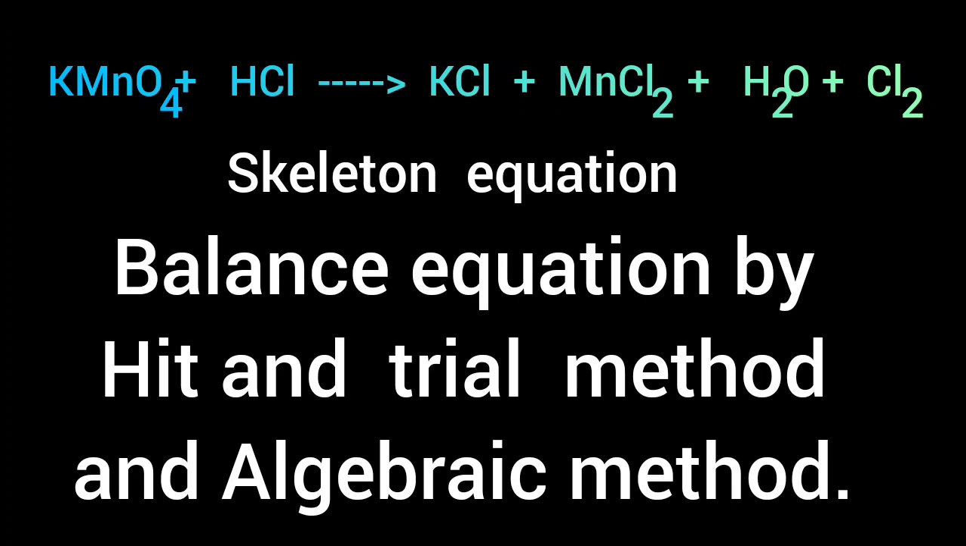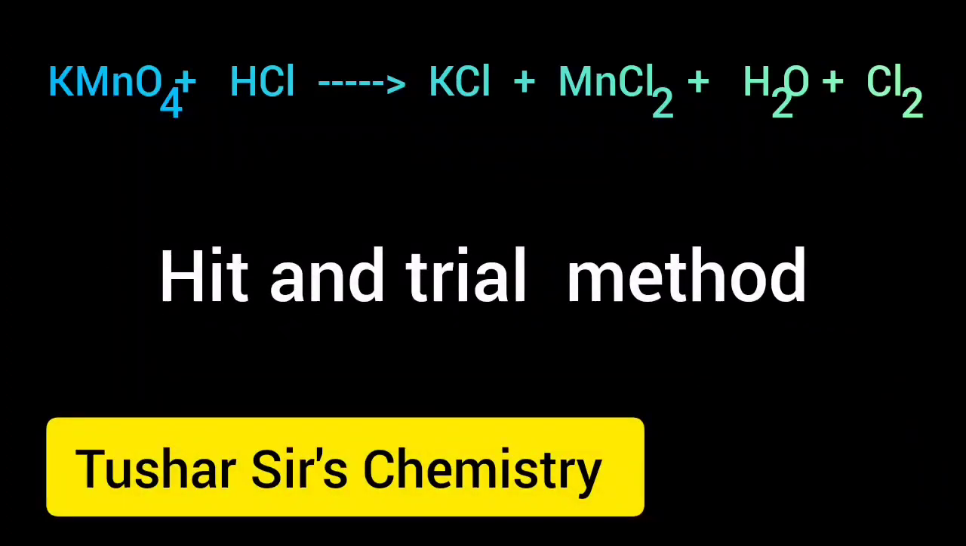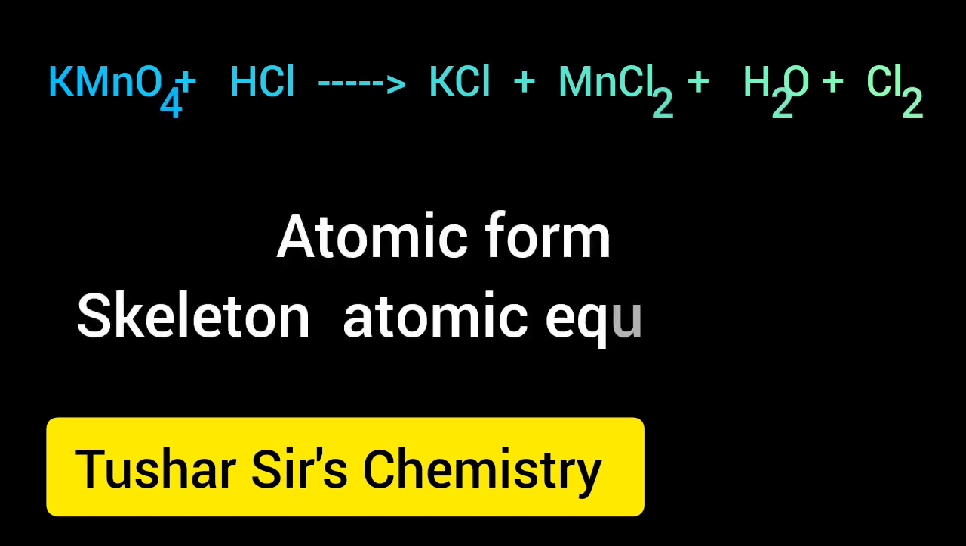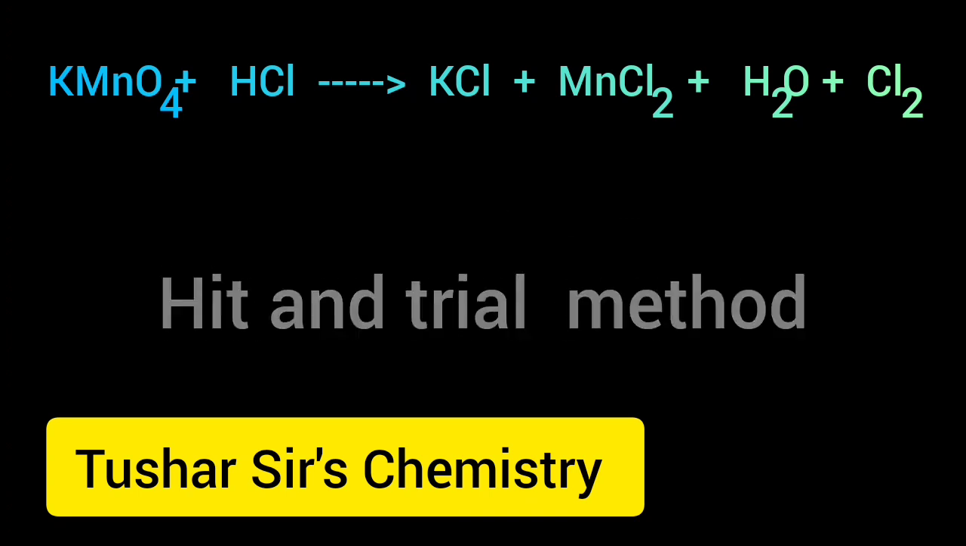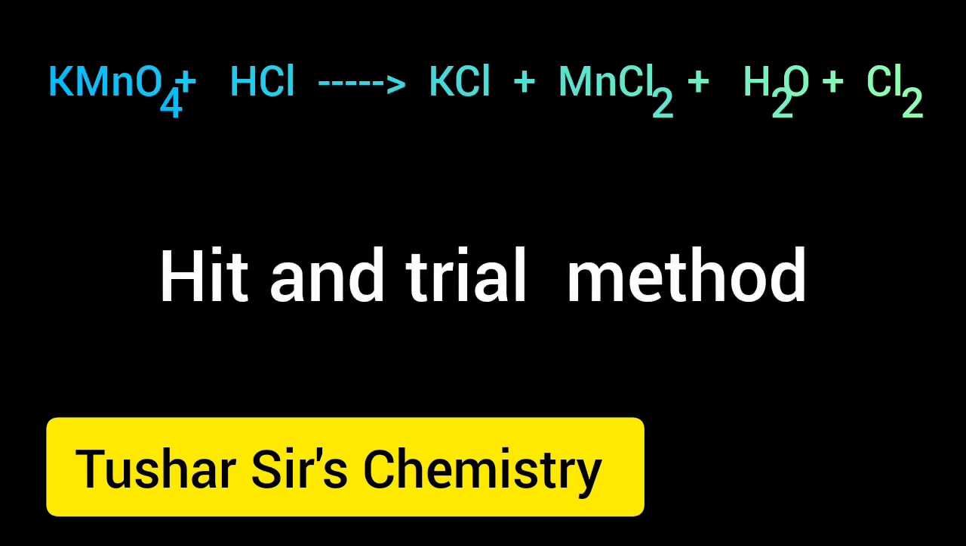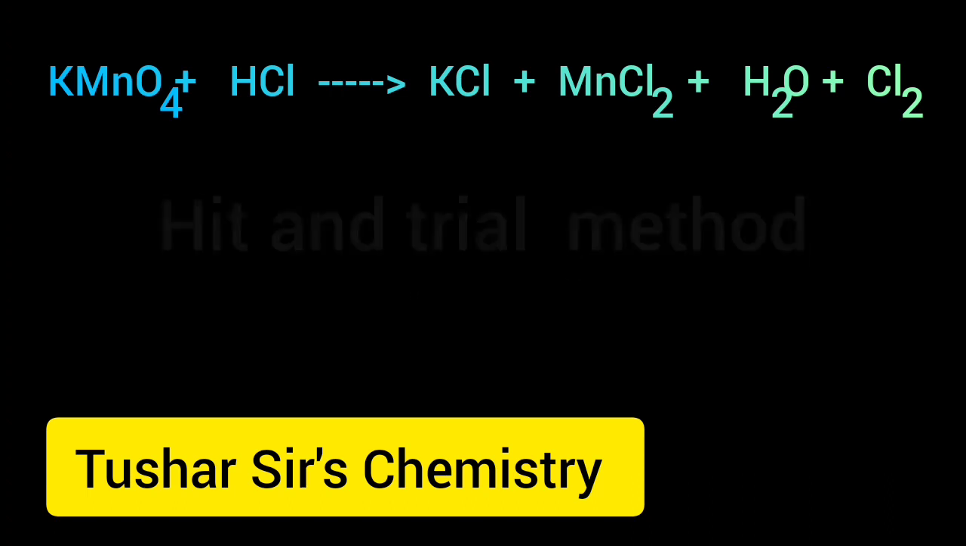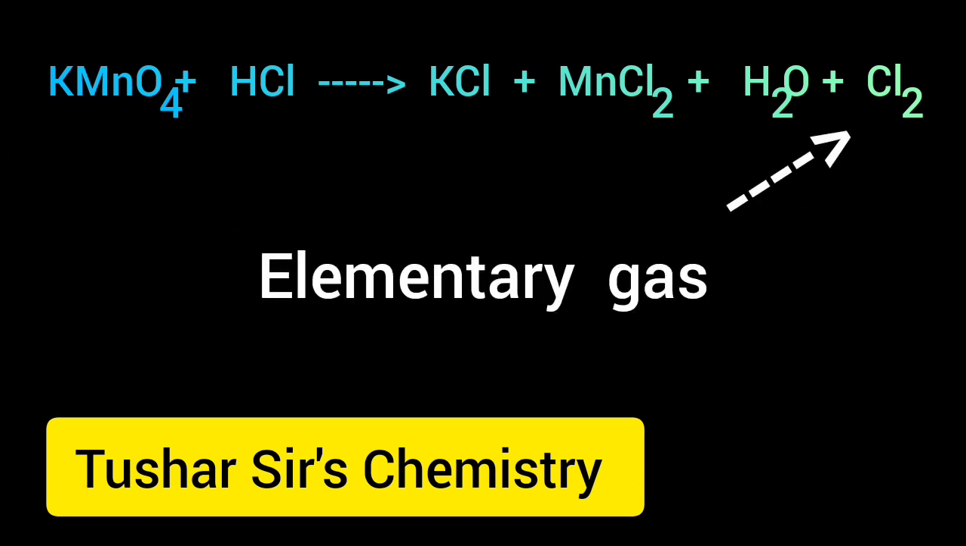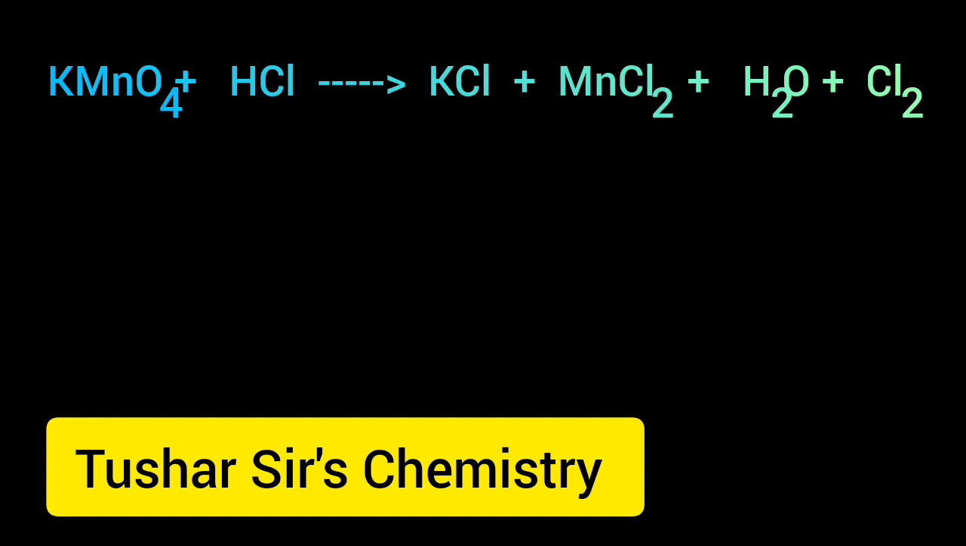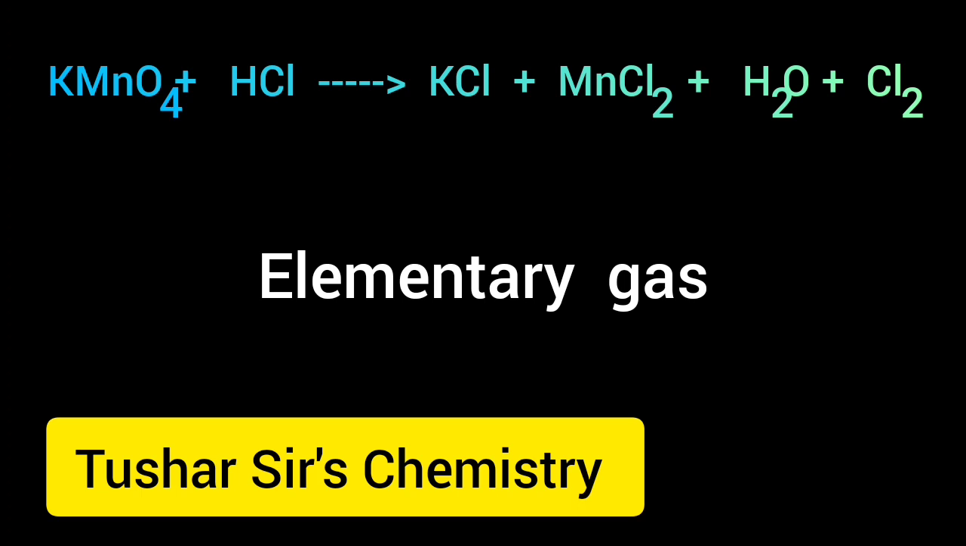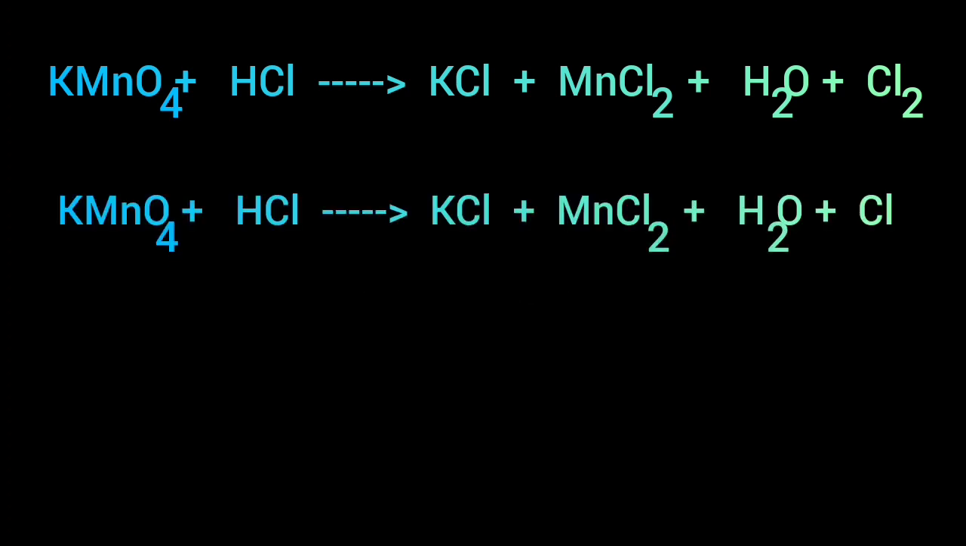To balance this equation by the hit and trial method, we have to write this equation in atomic form, that is, the skeleton atomic equation. Which one will be written in atomic form? You see only chlorine, Cl2. That is an elementary gas. But water, MnCl2, KCl, HCl, KMnO4 are compounds. So chlorine is an elementary gas and it should be written in atomic form. Then the skeleton equation can be written in atomic form.